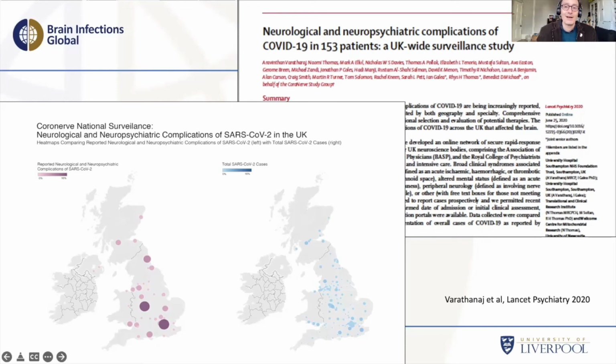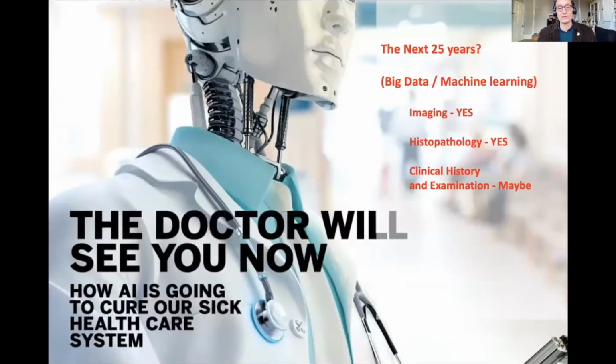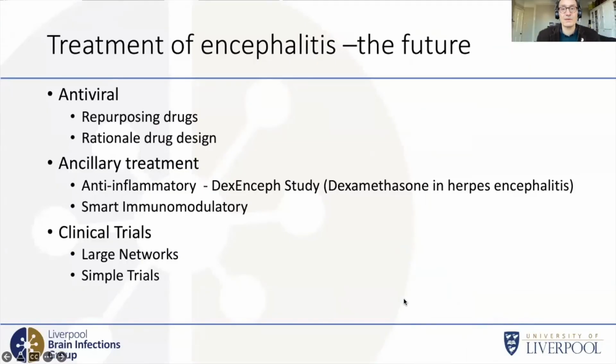Anyway, the work on determining neurological and neuropsychiatric complications of COVID-19 has come again from basic clinical skills, looking at and thinking about patients. So I think artificial intelligence and machine learning is going to, clearly it's important with imaging, it's important with histopath. It probably will contribute to what we understand clinically with big data sets, but I think there will always be a role for clinicians who can look at patients and have a think about what's going on. So let's think now a bit about treatment of encephalitis in the future.